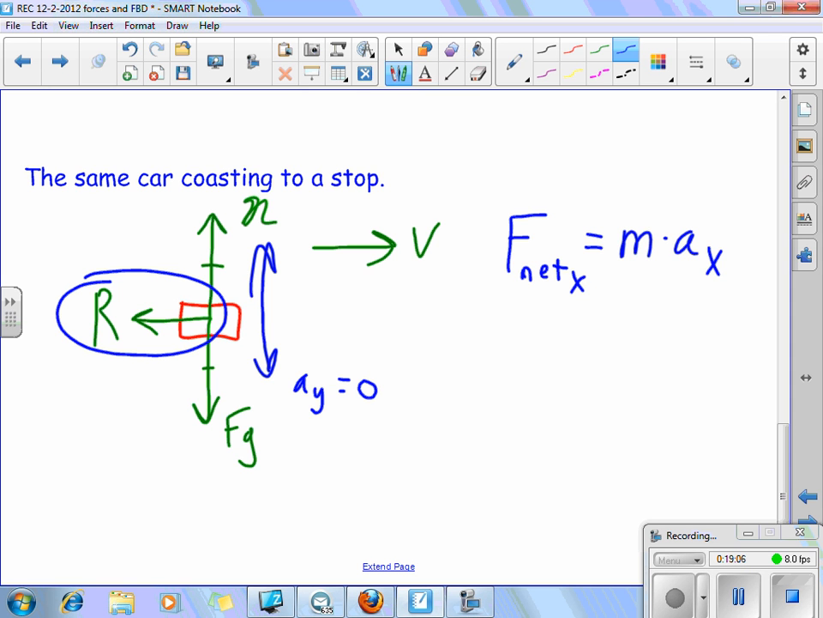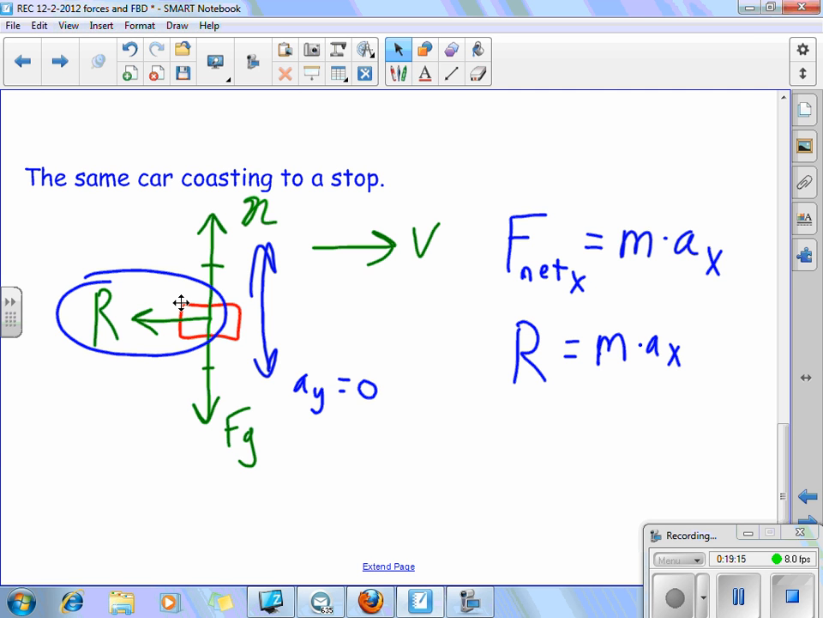Well, we now know the net force is R. That's the overall force working against it. And that must be equal to m times acceleration in the x direction. So there we go. We have an unbalanced force in the x direction, which is allowing it to accelerate. And in this case, think about it. If the force is working in this direction, so is the acceleration. And our acceleration is opposite to our velocity, which means this object is clearly slowing down.